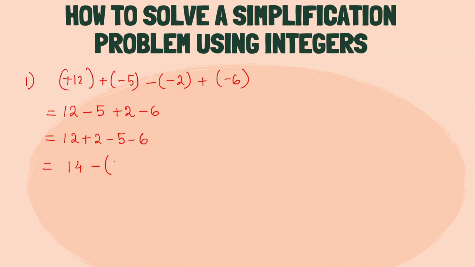Minus 5 will become plus 5 and minus 6 will become plus 6. So what will be the answer? 14 minus 5 plus 6 is 11. So this will be plus 3. So this is the answer. Let's take another problem.